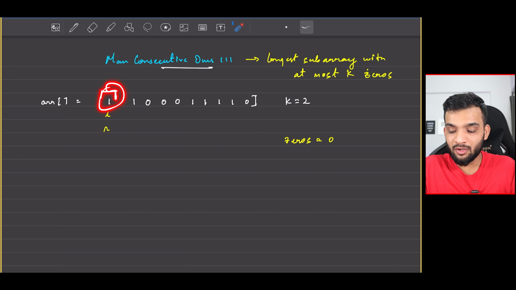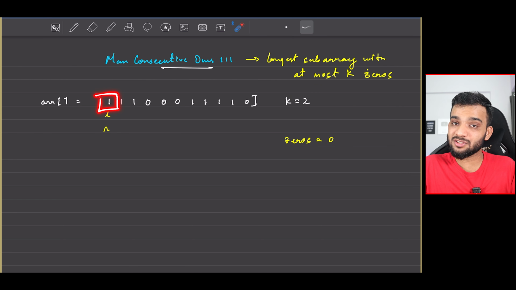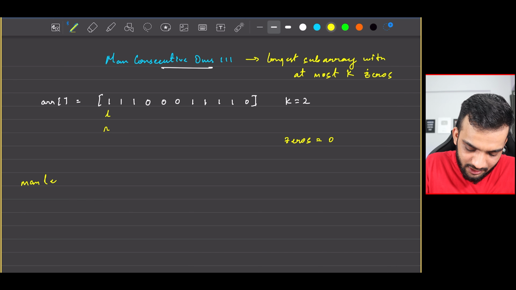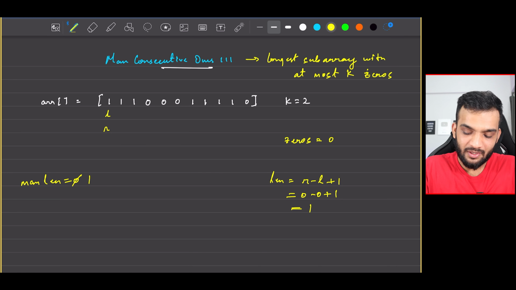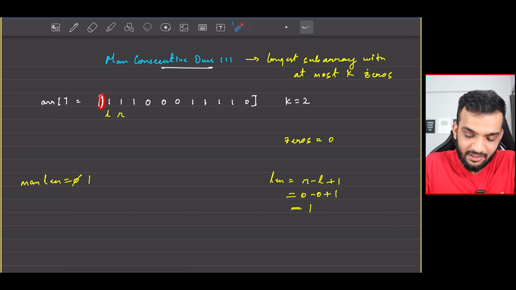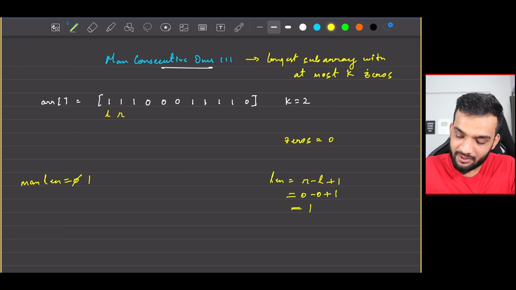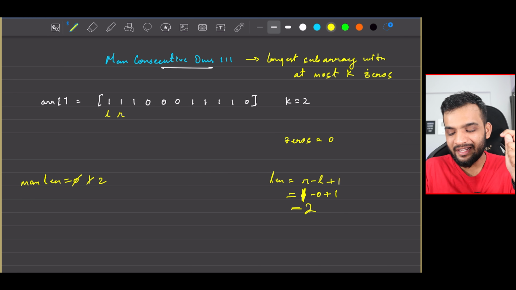Is it a zero? No. So it has zero zeros, which is lesser than the maximum. So can I say this is a possible subarray? I can. So thereby, probably I can take a max length as initially zero. Current length comes out to be r minus l plus 1, which is 0 minus 0 plus 1, that's 1. So max length can be updated to this. And what you can do next is, you can take this r and move it to the next. Again, this is your subarray and this is your 1. So the zeros will not be updated. What will be updated is the value of r. So 1 minus 0 plus 1 gives you a length of 2. So max length gets updated to 2.